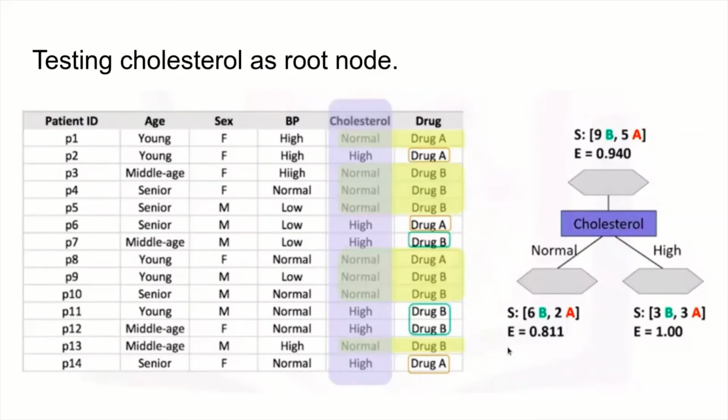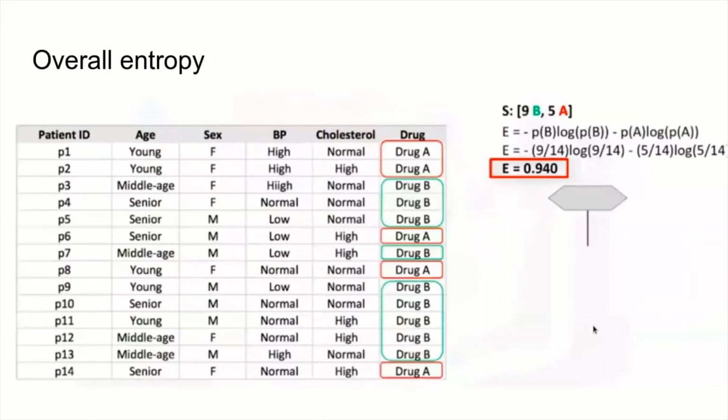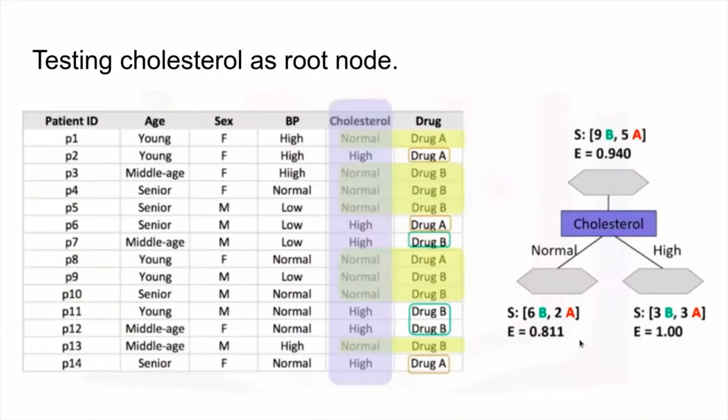Is it clear? For example, with normal cholesterol, we've got 6 people for which drug B was recommended, and 2 people for which drug A was recommended. We repeat the same process, and we've got this value, and we do the same for high cholesterol. We've got the same value, and take a look at this. The entropy is 1 because we've got the same number of positive and negative classes of drug B and drug A. So here there's a lot of uncertainty, and here there is a little bit less uncertainty.